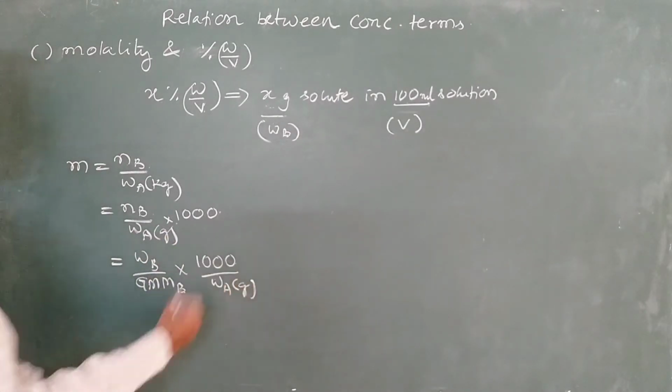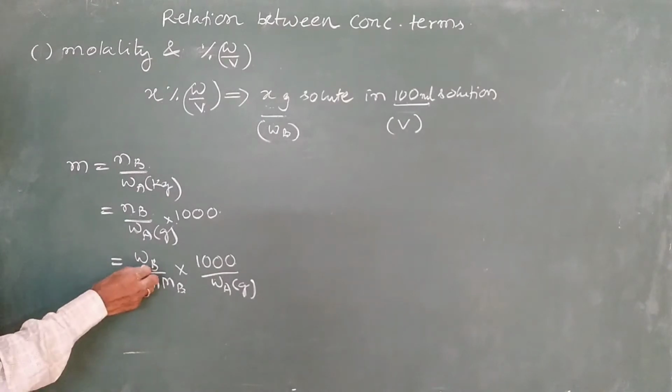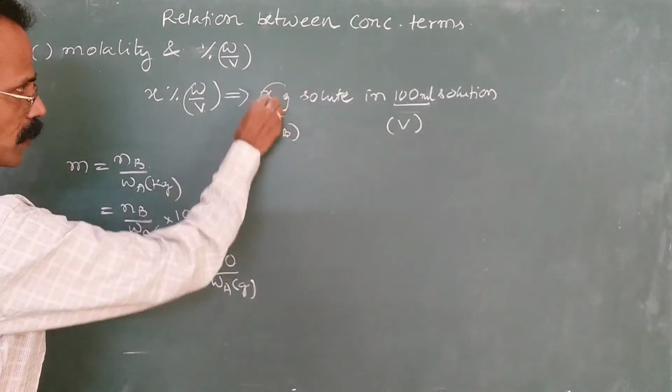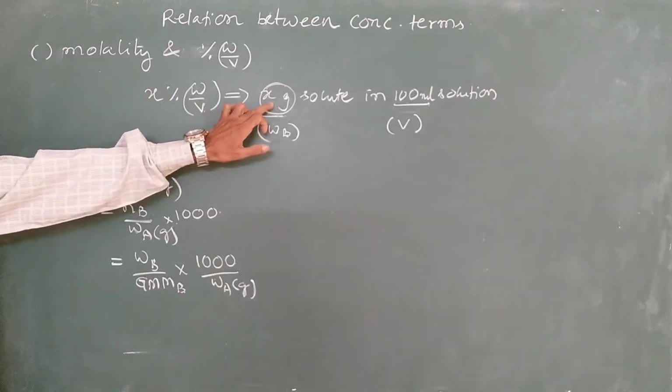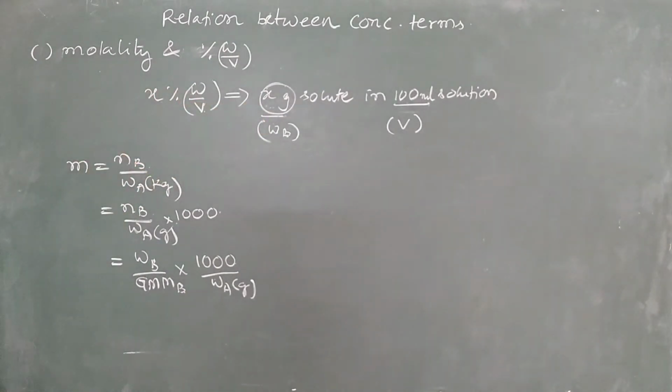So here for mass of solute you can substitute x, because that is nothing but the number of grams of solute present in 100 milliliters of solution.